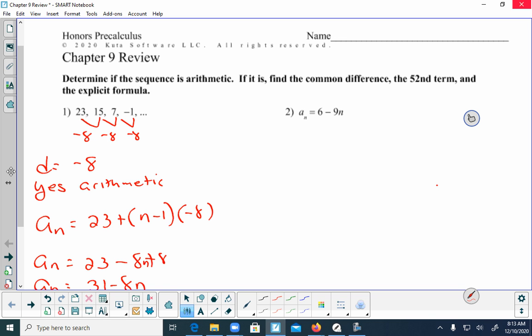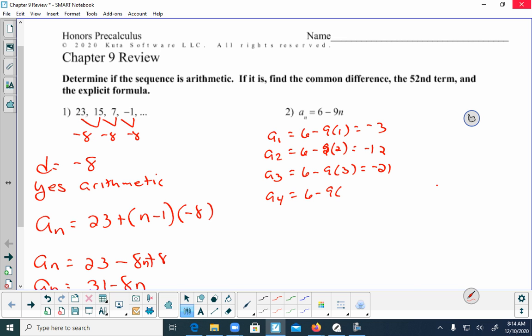Okay, the next one, it doesn't give me a list of numbers, so to determine whether it's arithmetic or not, I probably should find the first couple terms. So I'm going to substitute in 1, so 6 minus 9 times 1, get -3. The second term will be 6 minus 9 times 2, which is -12. The third will be 6 minus 9 times 3, which is -21. The fourth will be 6 minus 9 times 4, which is -30.